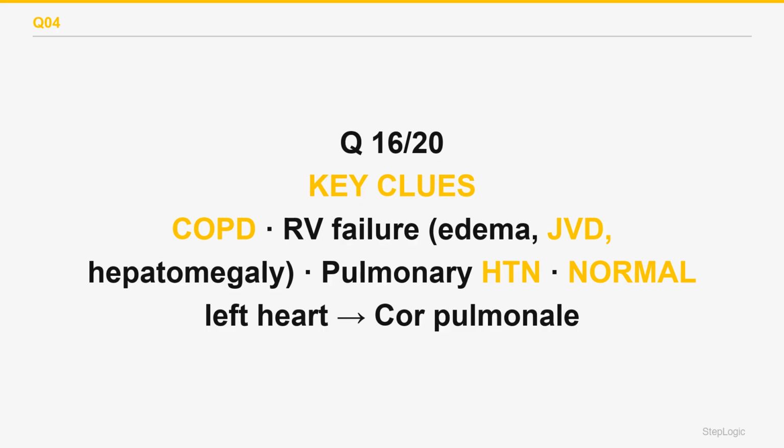In COPD, two mechanisms raise pulmonary artery pressure. Chronic alveolar hypoxia triggers hypoxic pulmonary vasoconstriction, and destruction of the alveolar capillary bed reduces the pulmonary vascular cross-section. The right ventricle must pump against this elevated pulmonary pressure, a chronic pressure overload. It hypertrophies and eventually dilates and fails, backing up into the systemic veins: jugular venous distension, hepatomegaly, and peripheral edema.